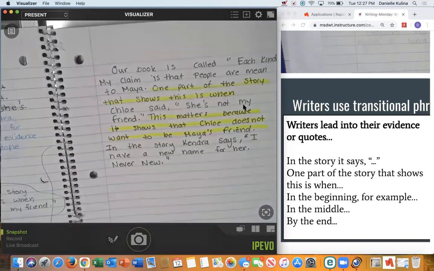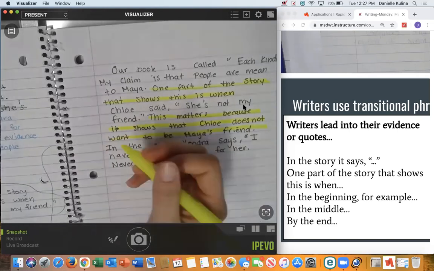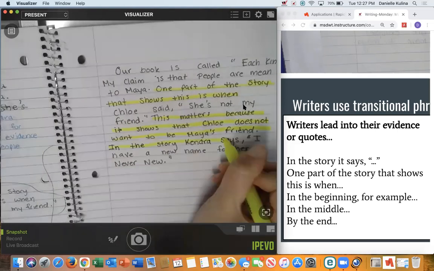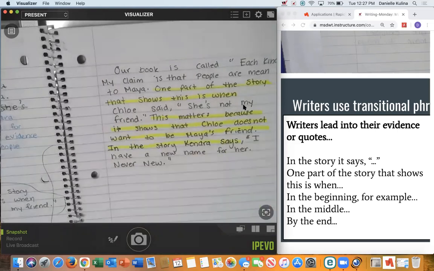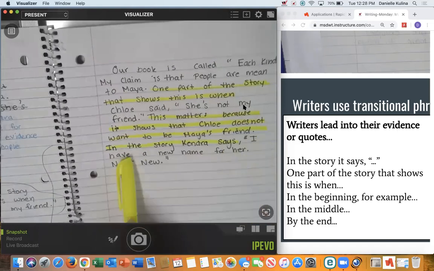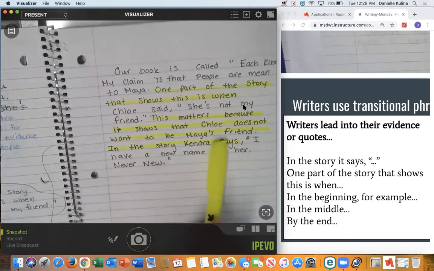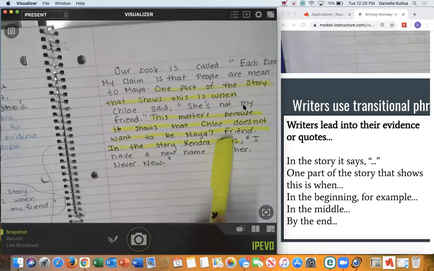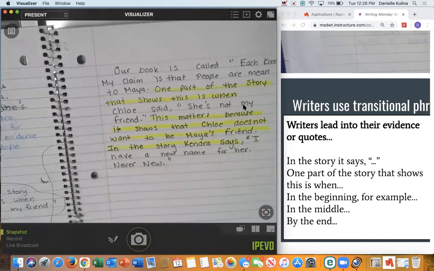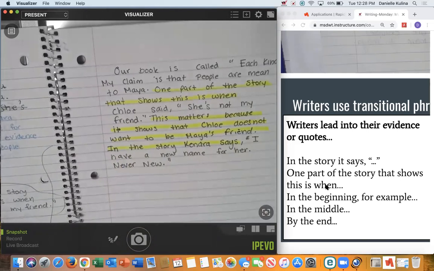All right, I'm going to highlight this to show what we changed. So we just changed the in the story Kendra says. We kept the same quote. This is the same from our old paragraph, this quote. But we're just changing the first part of the sentence to make it sound nicer, because in the story, Kendra says, I have a new name for her, never knew. That sounds so much nicer than also, Kendra says. Sounds a lot nicer. But we're not done yet.